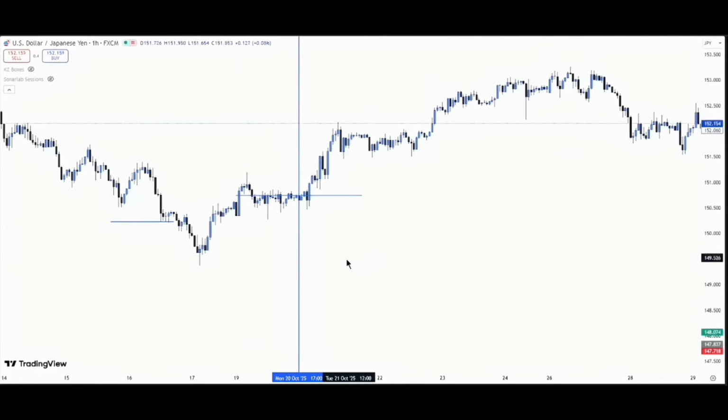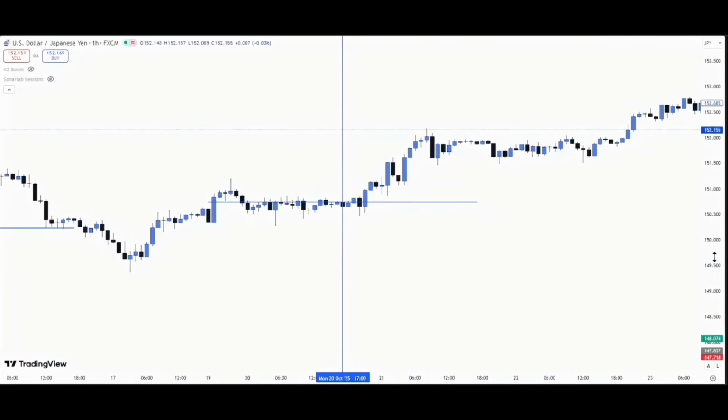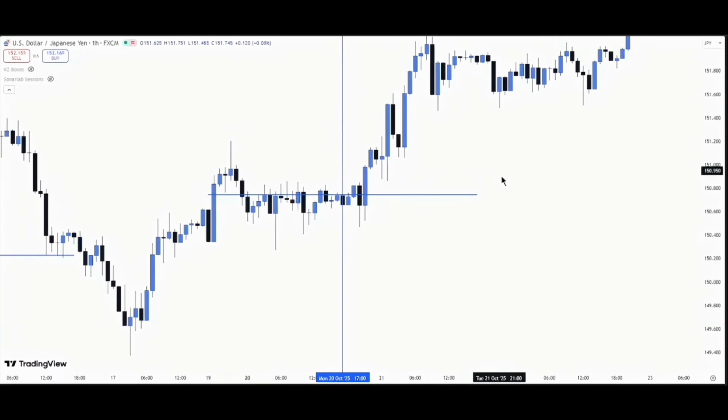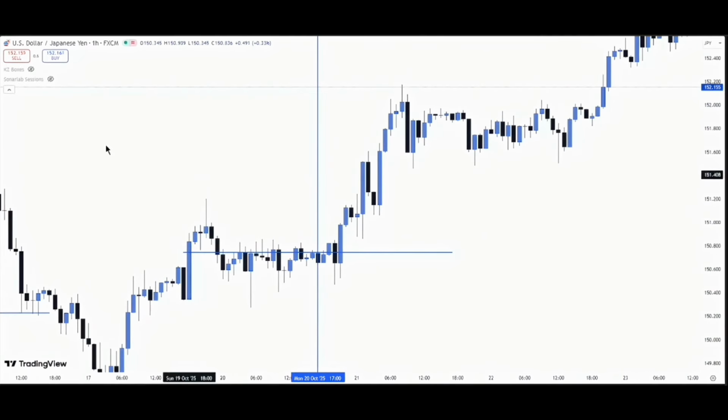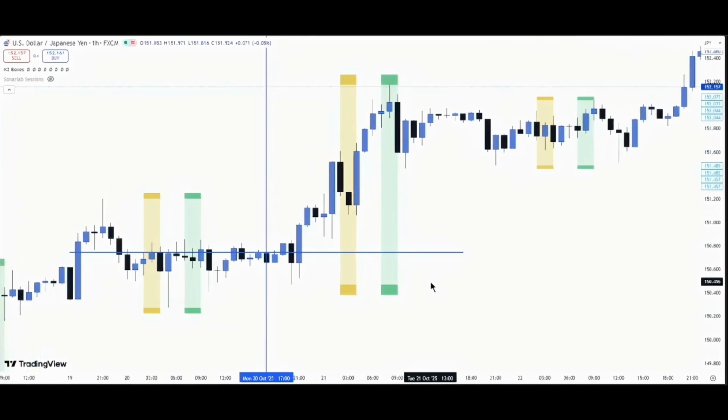So this is the 1H now. This is the vertical line. And let's bring in our session indicator here now. So this is our session indicator. You can find that on TradingView. Any of them will be useful to you. So we want to trade on the 21st.